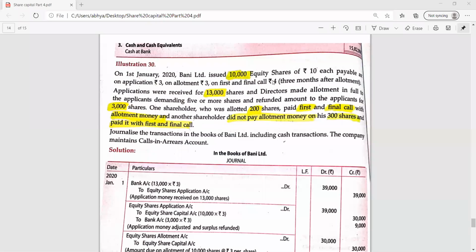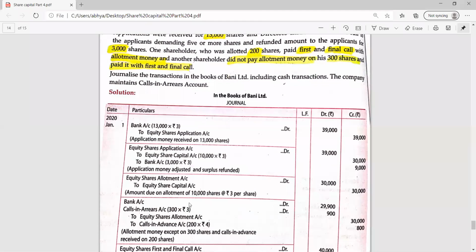200 into 4. So the shareholder was supposed to pay 4 rupees with the first call, but he had paid this amount along with the allotment. So this will be the entry. 400 will be calls in advance. Okay, but the question does not end here.